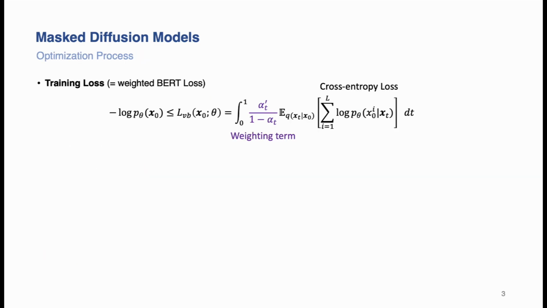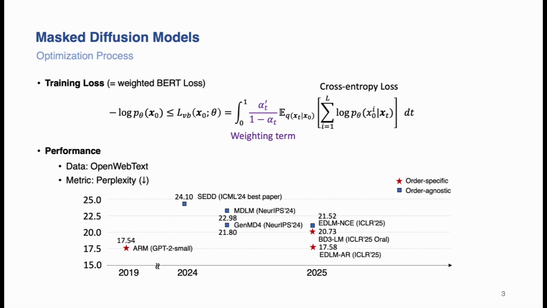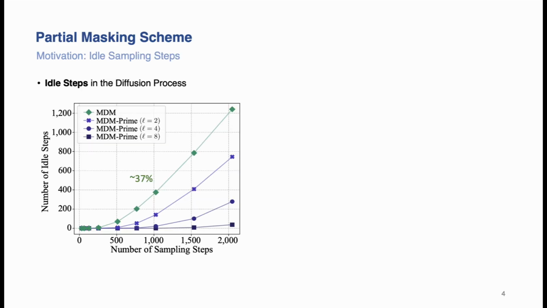The loss function can be written as a variational upper bound, which is a cross-entropy loss weighted by the scheduling function. Compared to autoregressive models, mask diffusion models typically have inferior performance. However, in this work, we show that our proposed MDM-Prime can outperform autoregressive models.